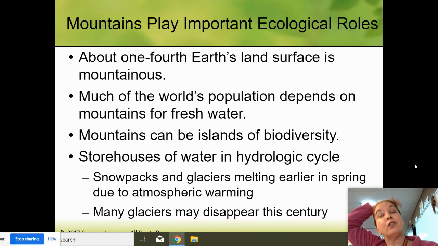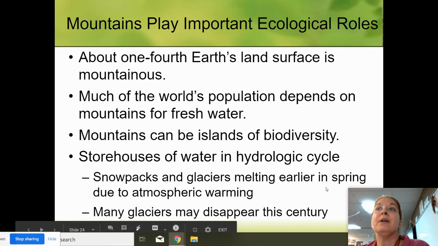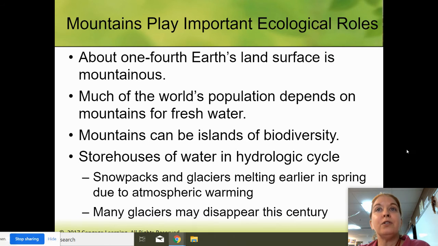Storehouses of water in the hydrologic cycle. So all that snow, all that glacier. All that snow and glacier melt early in the spring and summer is going to go down. But it's melting earlier and earlier in the spring due to atmospheric warming, and many glaciers may disappear this century, which is really, really bad because all those places that depend on that water to not die are no longer going to have that water.